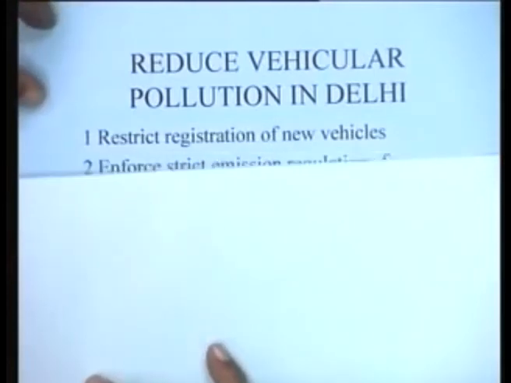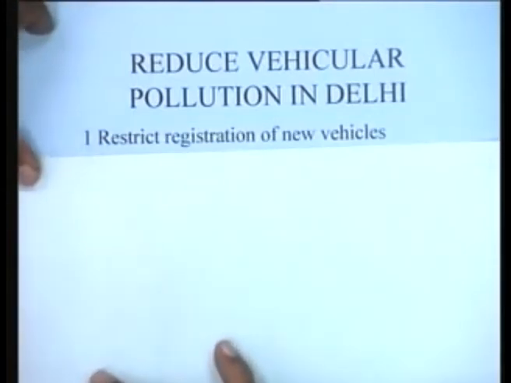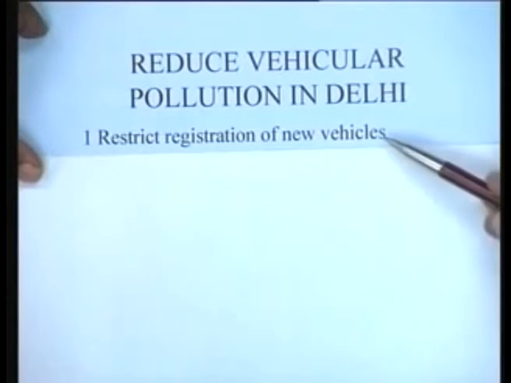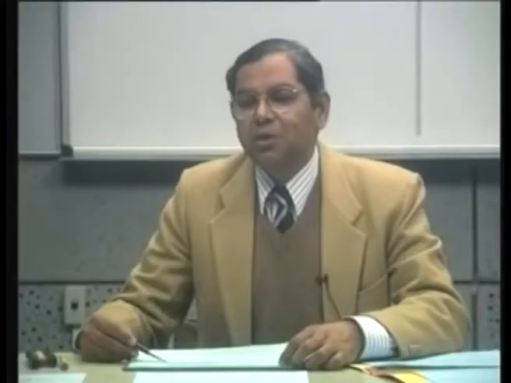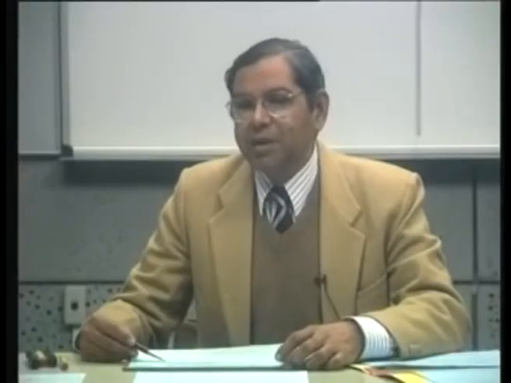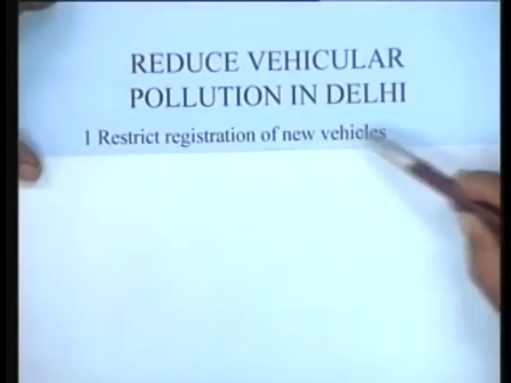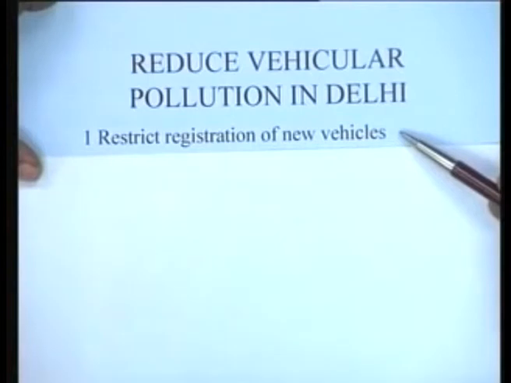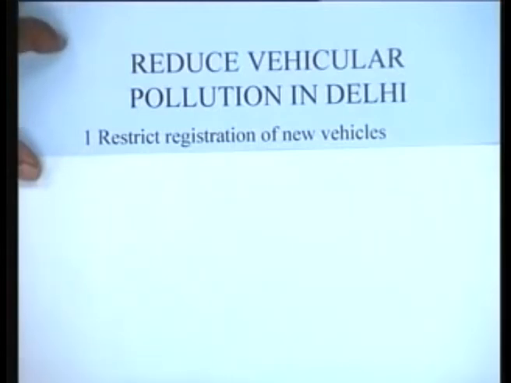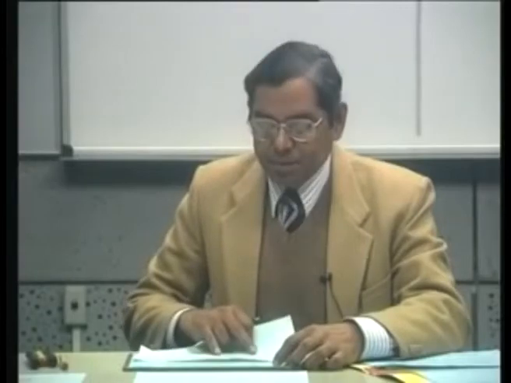Obviously, maybe one particular project that could be identified is to restrict registration of new vehicles. Instead of stopping production, you can assume that production of vehicles takes place where it goes to unpolluted cities, but to polluted cities we don't allow vehicles to enter. Restricting registration of new vehicles could be one way of dealing with this, the first idea. We will evaluate it subsequently, go through a screening and find out what is the best.